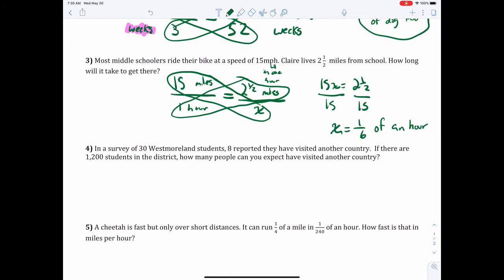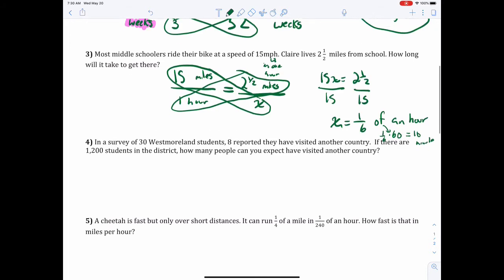How do I know that? Well, 1/6 of an hour is 1/6, and how many minutes are an hour? Times 60. That's what of means, right? Multiply. And that says 10. So 10 minutes. All right, number 4 here.